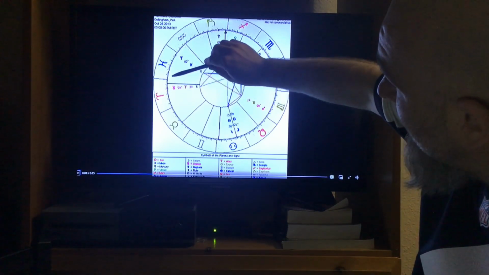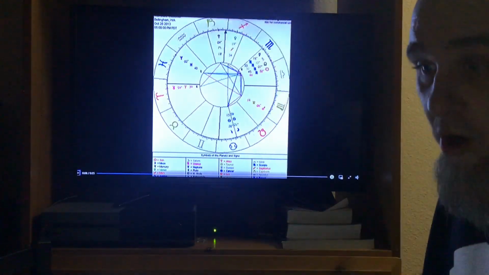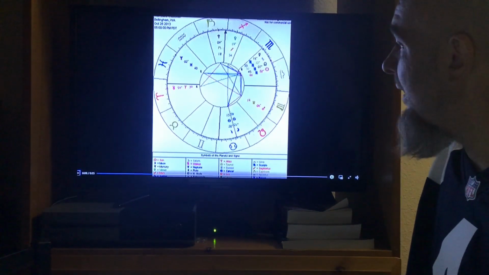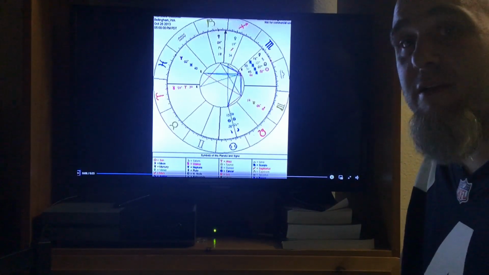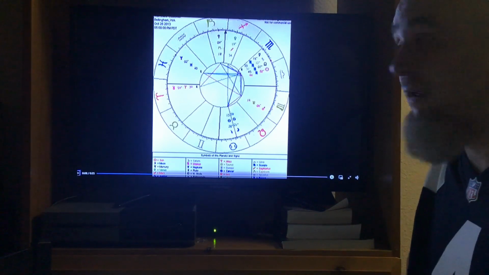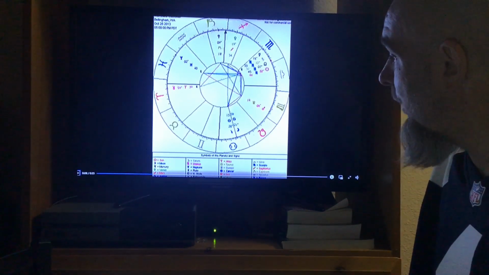90-degree separation, 120, 150, and 180 are the major aspects. And each one of those has its own special interpretation. Sign and house placement can definitely affect each aspect, and I'll show you what I mean.